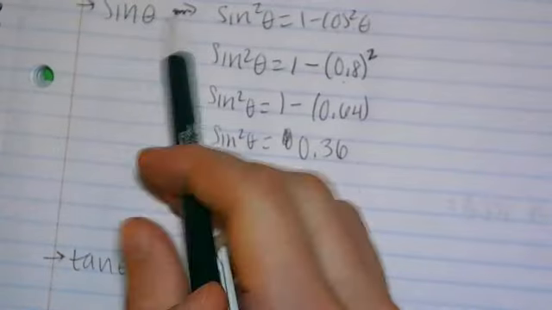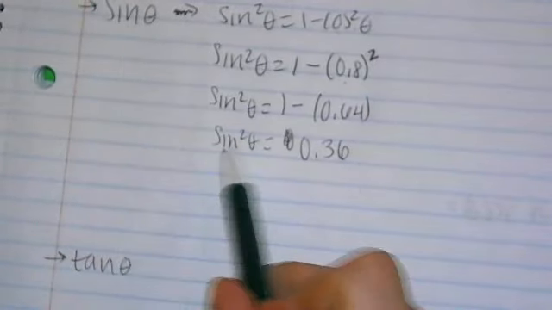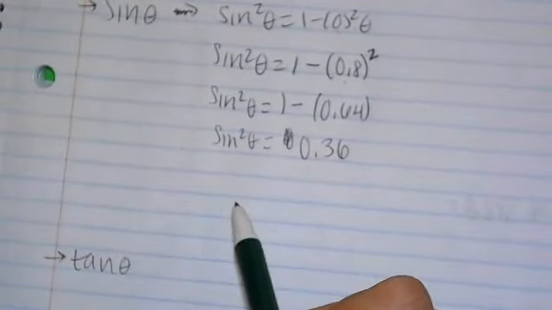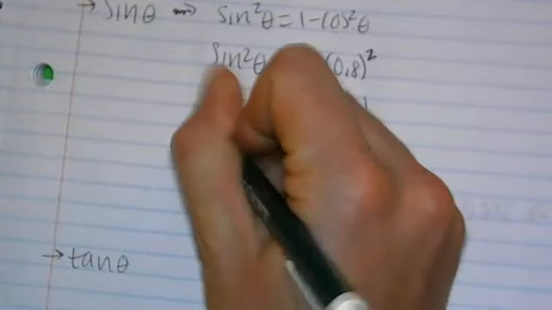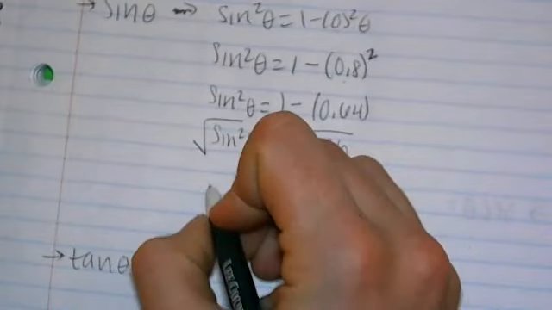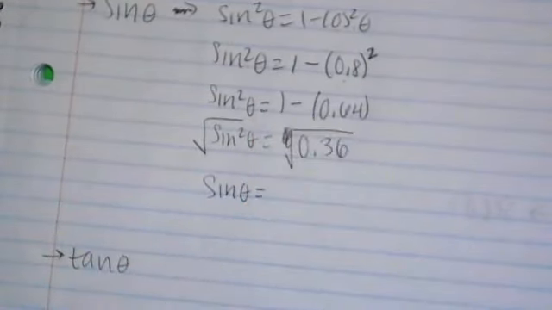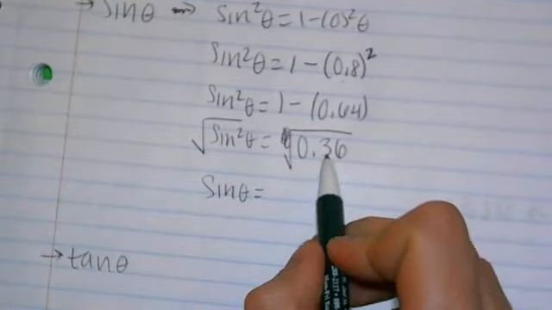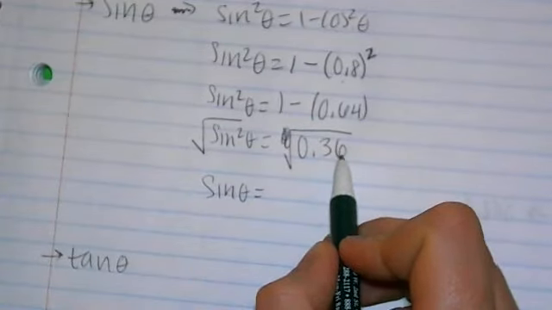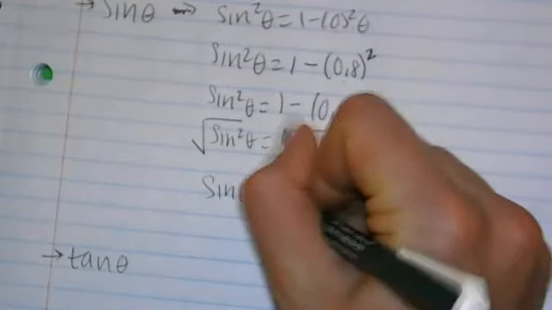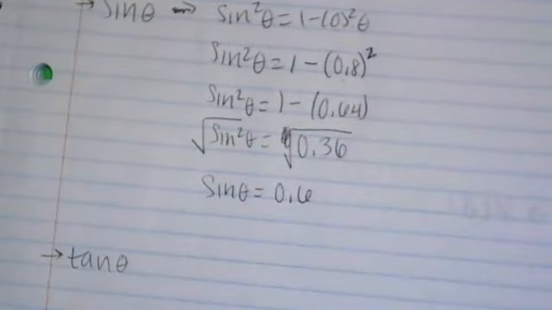So remember, we wanted to solve for sine. I currently have the sine squared theta value. To get rid of a square, you have to take the square root, giving us sine of theta equals the square root of 36, which would be 6. So it would be 0.6 as that sine value.